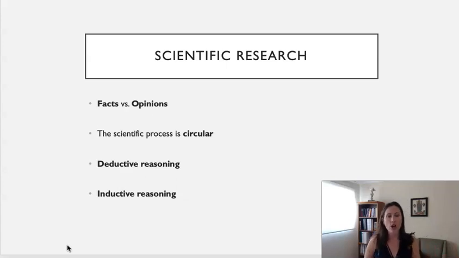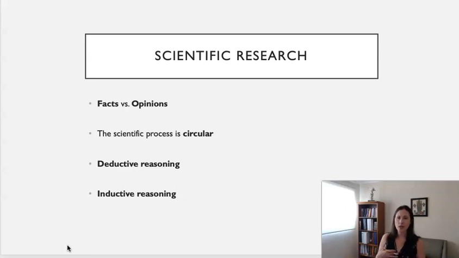So facts are observable realities. Opinions are personal judgments. The research you're learning about in this class this semester, it's based on facts. It's not just the opinion of the researchers or me as your professor.